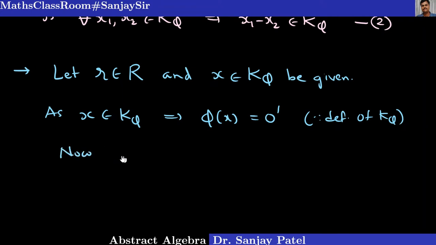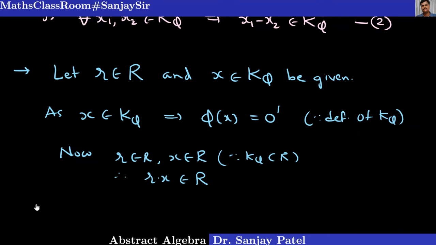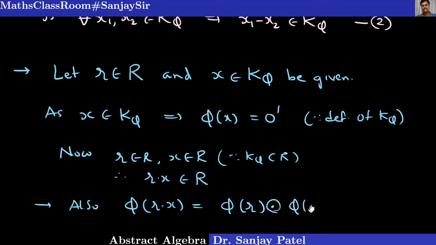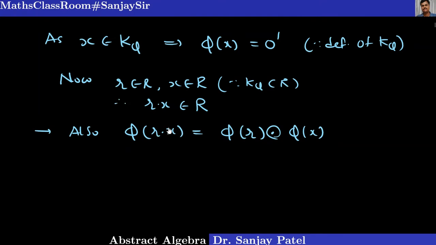Now this r belongs to R and x also belongs to R because K phi is always a subset of R. I can say that r into x or x into r both belong to R. And for this element, if you find the value of the function phi, that is phi of r into x, that gives you phi of r dot circle phi of x, because phi is a homomorphism. So by definition of homomorphism, phi of r into x is equal to phi of r dot circle phi of x. And what is phi of r? That we don't know, so I will keep it as it is, and phi of x is 0 dash, from this fact. So what I have proved here is this value is equal to 0 dash into something, and this element is also in the ring R dash.